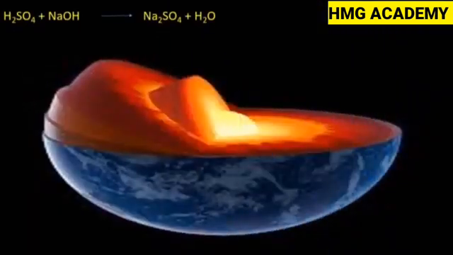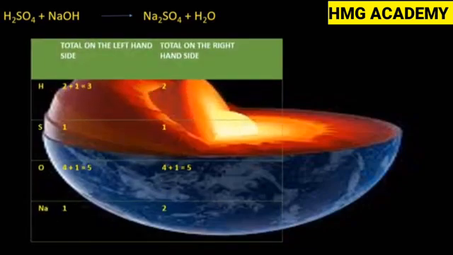Using this example, H2SO4 plus NaOH, the arrow, to give us Na2CO3 plus H2O. Now, look at this table. To your left hand, you will see total on the left hand side. And to your right hand, you will see total on the right hand side.